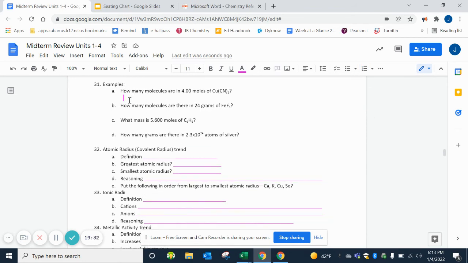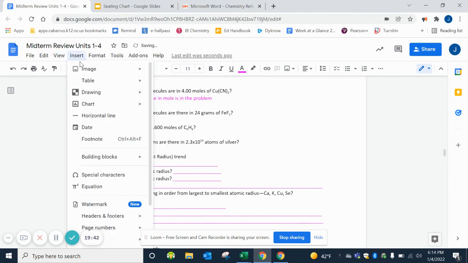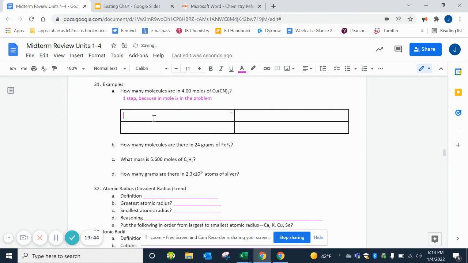For A, we know that this is 1 step, and we know this is 1 step because mole is in the problem. So if we were to set up our table, we would set it up for 1 step. Remember, you always start with the given. So you just have to pretend this border here is not actually there, and then it would look like a table.